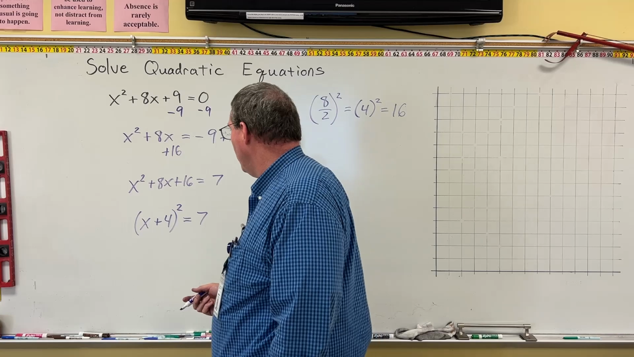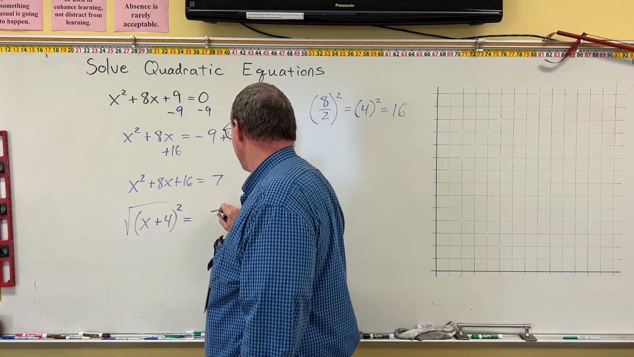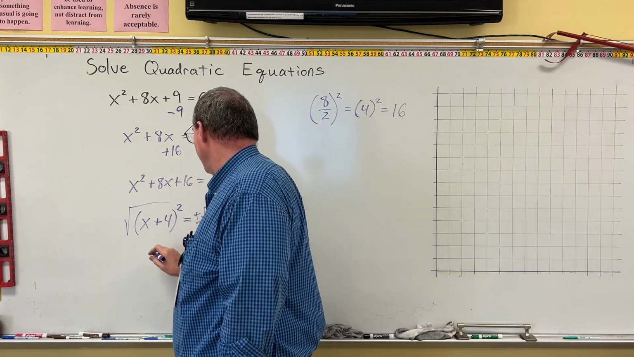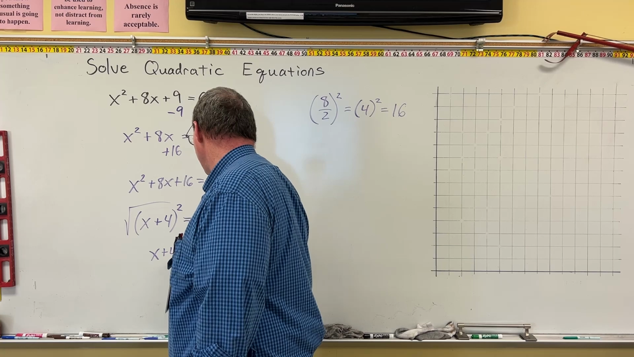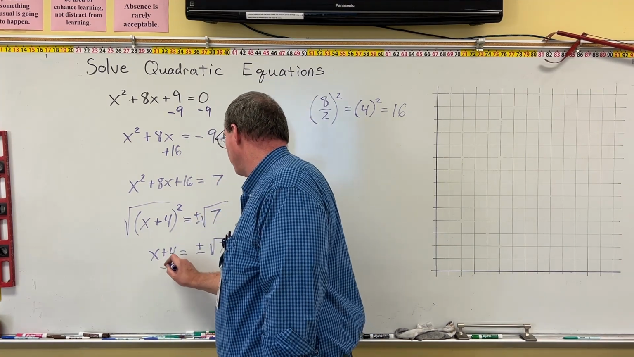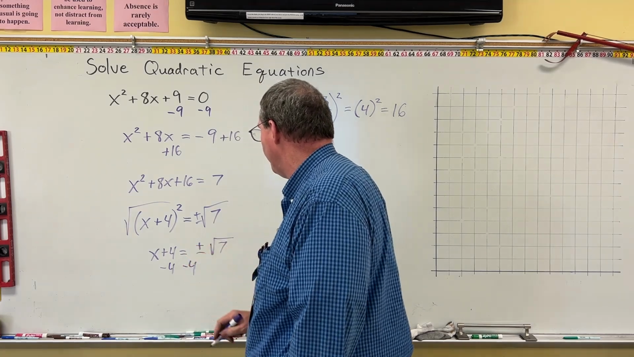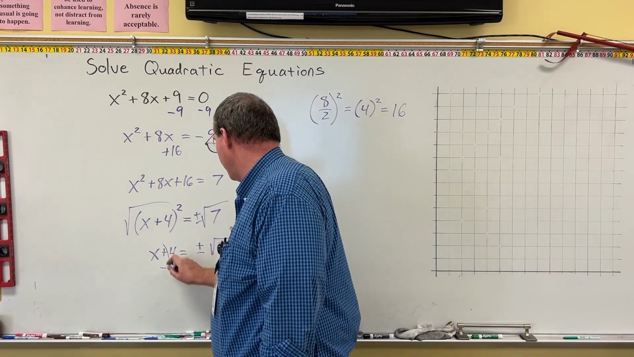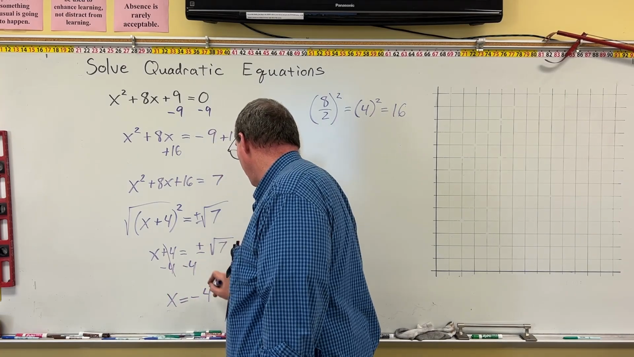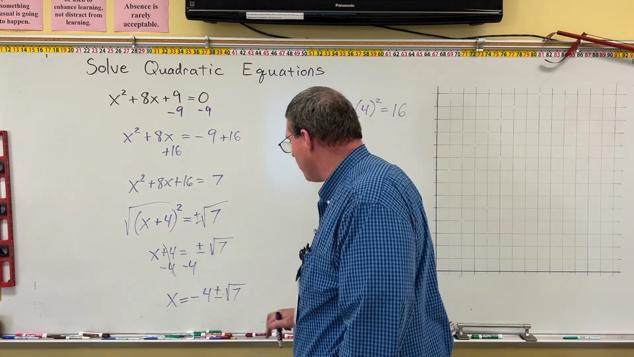And so now we're going to do the square root of both sides. Let me put this 7 over here so I can put the square root in. Square root, and we're going to do plus or minus. And then that's going to give us x plus 4 is equal to plus or minus the square root of 7. Now we're going to subtract 4 from both sides. And remember, we want to squeeze that in front of the plus or minus. Over here it cancels. And we get x is equal to negative 4 plus or minus the square root of 7.